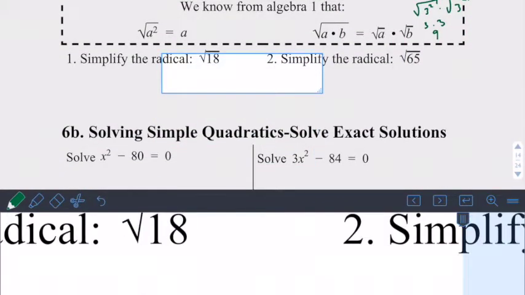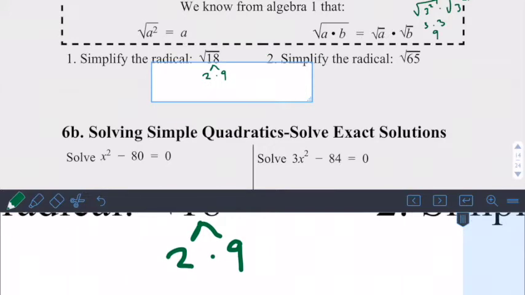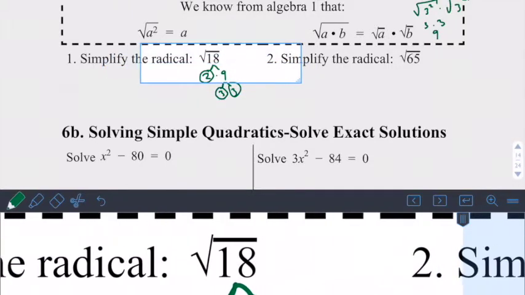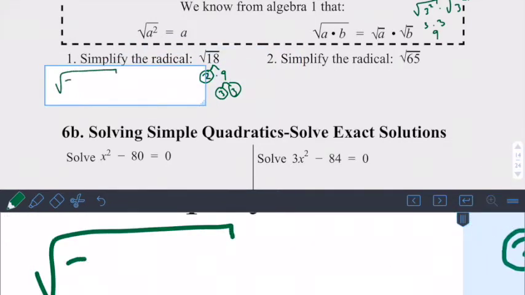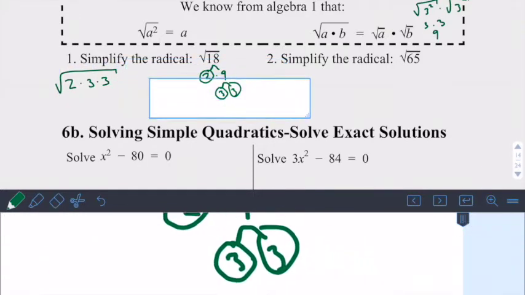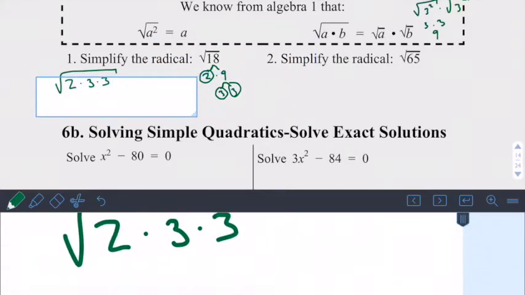So what I'm going to do is I'm going to break these down into factors. So I can say 18 is 2 times 9. Well, 2 is a prime, so I'm going to keep that one. Then I'm going to break 9 down into 3 times 3, and those are both primes. So I'm going to write my square root of 18 as the square root of 2 times 3 times 3, right? 2 times 3 times 3 is 18. So I could write that as square root of 2 times 3 squared. I'm looking for those squares.